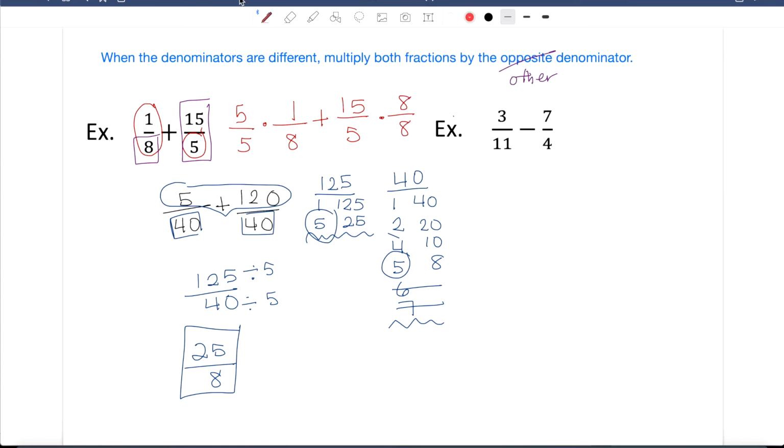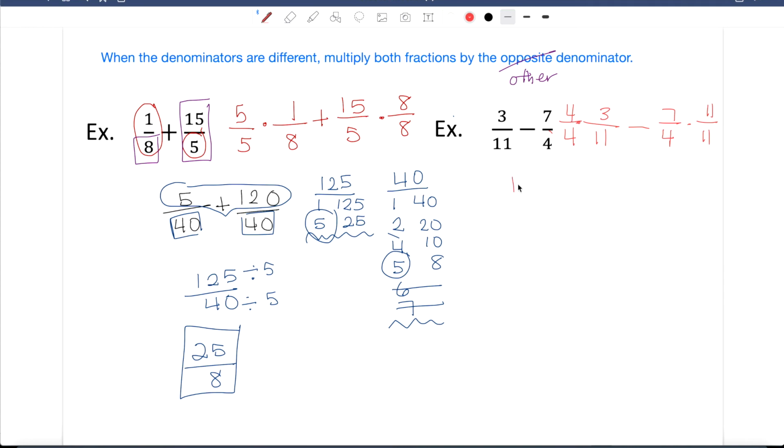Let's try this last one. Again, always check the denominator. We have different denominators. So what do you do? You multiply both fractions by the opposite or the other denominator. So here I'm going to multiply 3 over 11 by this denominator here, top and bottom. The problem is asking us to subtract, so I need to keep the sign. Now I'm going to multiply this fraction by the other denominator, which is 11. Make sure you multiply top and bottom.